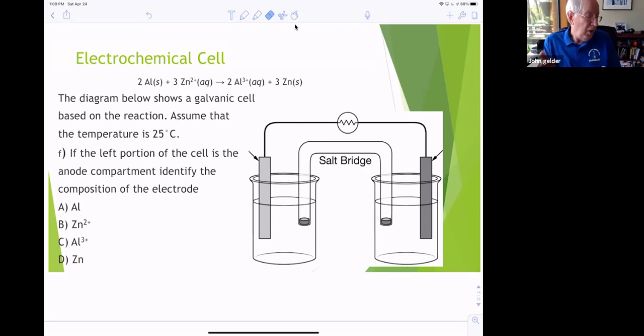And while we have not specifically made the connection, one of the half reactions, whether it's the oxidation or the reduction half reaction, must occur at the anode.